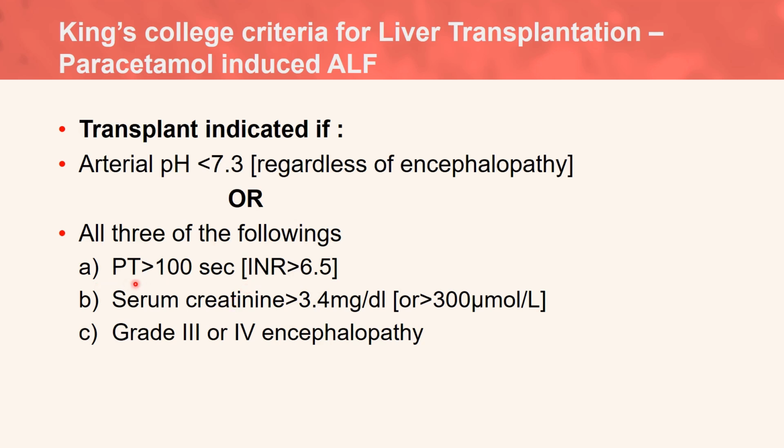A, if the prothrombin time is more than 100 seconds or INR is more than 6.5. B, serum creatinine is more than 3.4 milligram per deciliter or more than 300 micromole per liter. Or C, grade 3 or 4 encephalopathy. If it is there, then you have to decide for liver transplantation.